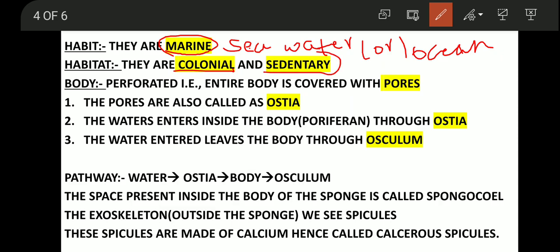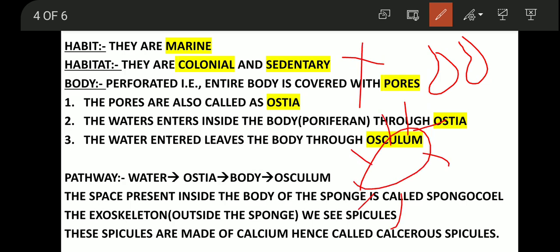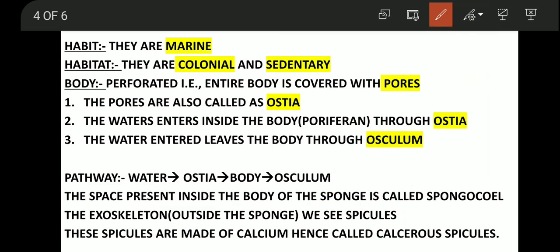And sedentary. What is meant by sedentary? They don't move. Movement is not seen, as we humans have legs to move. They don't have any legs to move. Sorry, they don't have any cilia or flagellum for movement. So the lifestyle is sedentary. Once they sit, they are there forever.